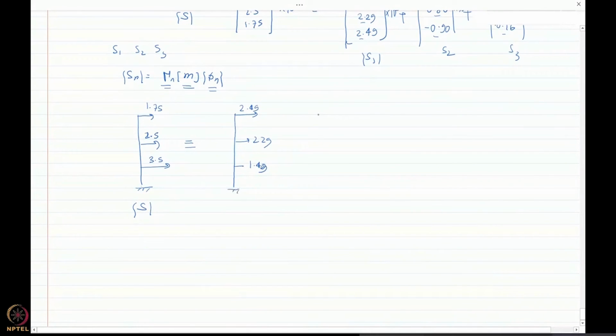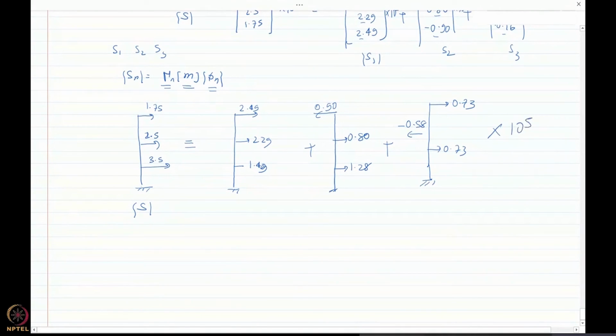Okay, the second mode is basically minus 9.0, 0.80, and 1.28. And the third mode is basically 0.73, minus 0.58, and then 0.73. Okay, all of these are multiplied with 10 to the power 5. I'm just writing down the internal numericals. So this is your S1, this is your S2, and this is your S3.